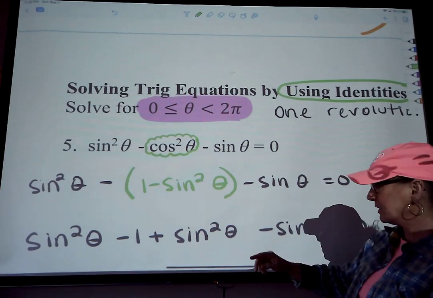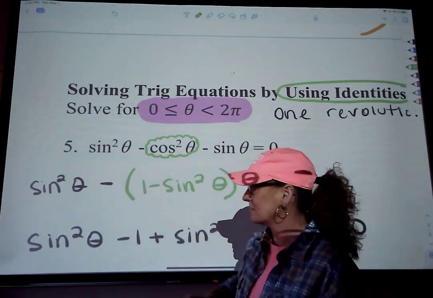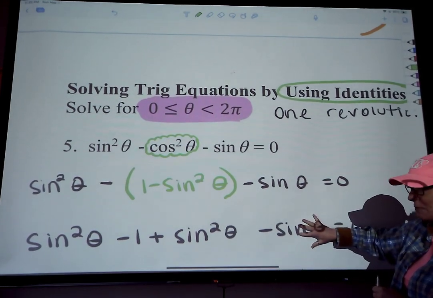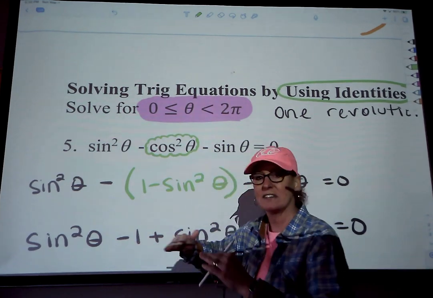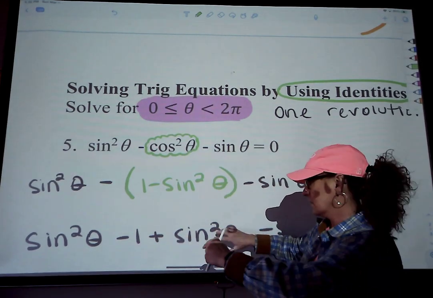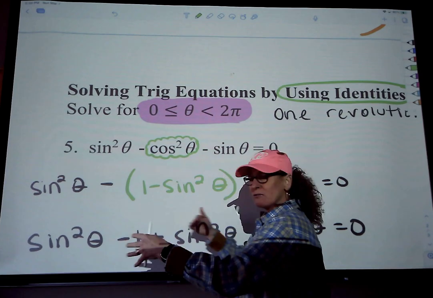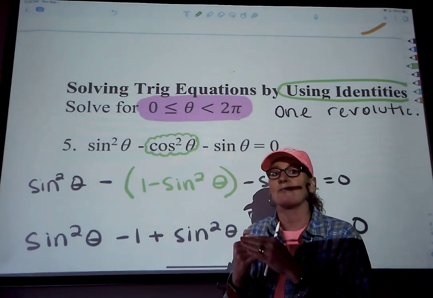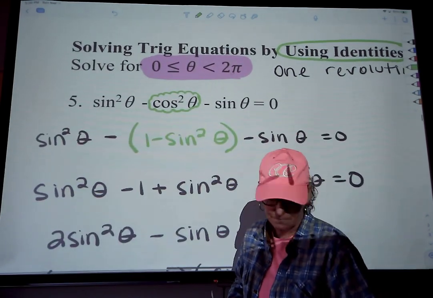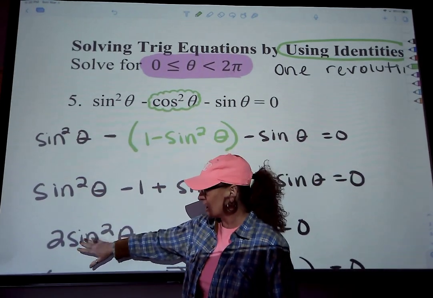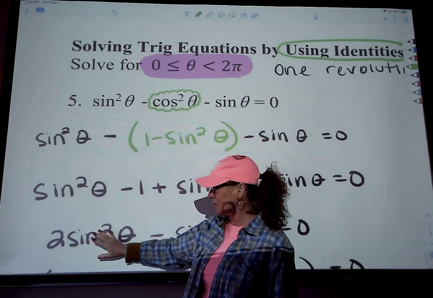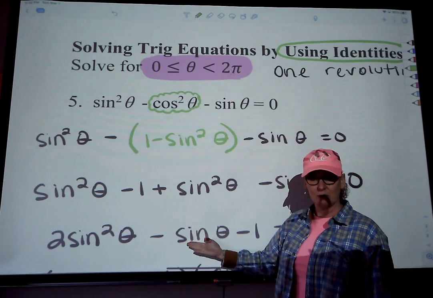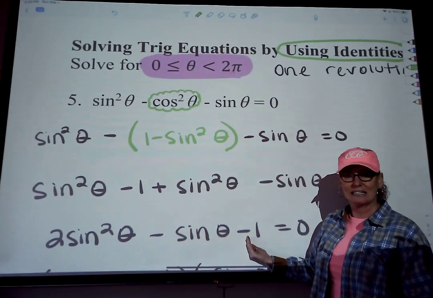Now, here's what I'm going to do. I've got a sine squared and a sine squared. I have a plain sine to the first power, and I have a -1 that doesn't have a sine on it. I'm going to collect like terms, and I'm going to rearrange so that it looks the way I want it to when I get ready to factor. All right? So I collected my like terms, and I put those out in the front. My sine squareds are in the front. My single sine is in the middle, and then my term without sine on it is in the back.